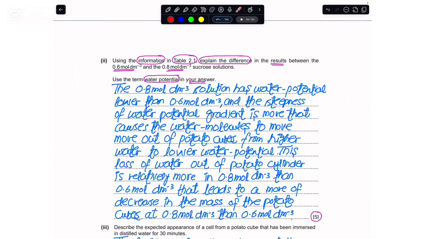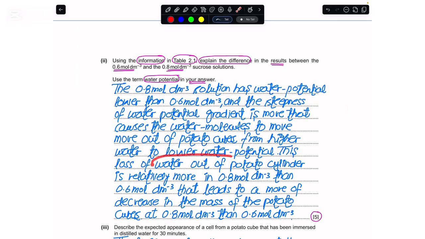So how are you required to write the answer to such questions? You would say that the 0.8 mole per dm cube solution has a water potential which is far lower than 0.6 mole per dm cube. And for the 0.8 mole per dm cube solution, the steepness of the water potential gradient is more, and that would cause water molecules to move out of the potato cubes from higher water potential to lower water potential. And you see, we are actually complying with what the examiner has asked us.